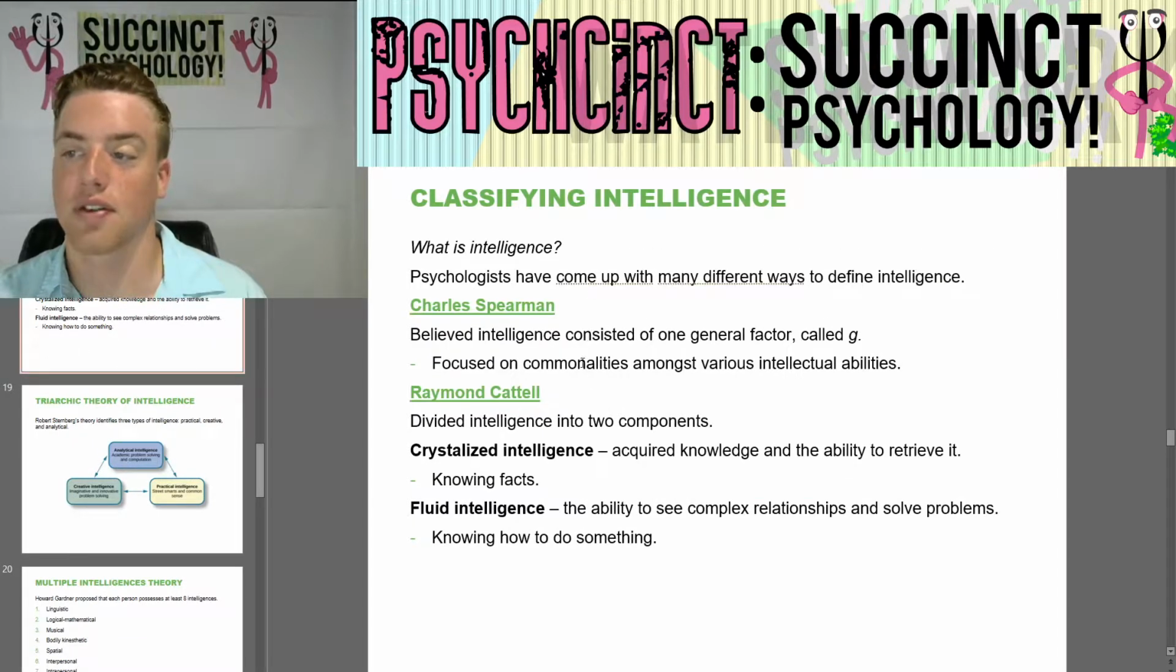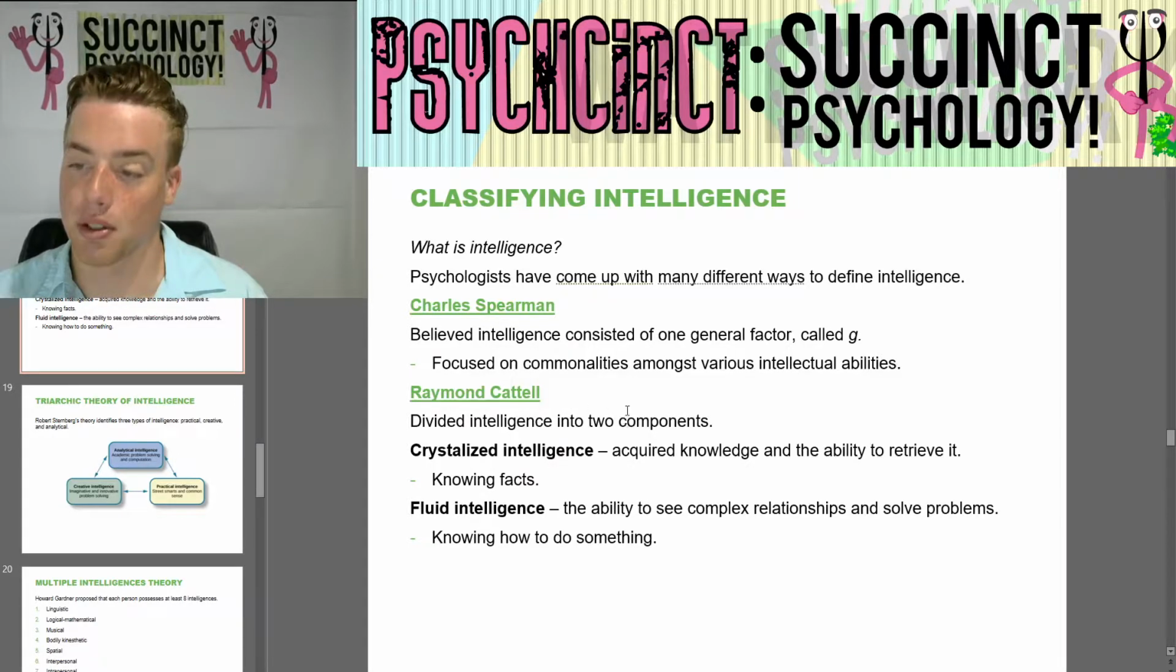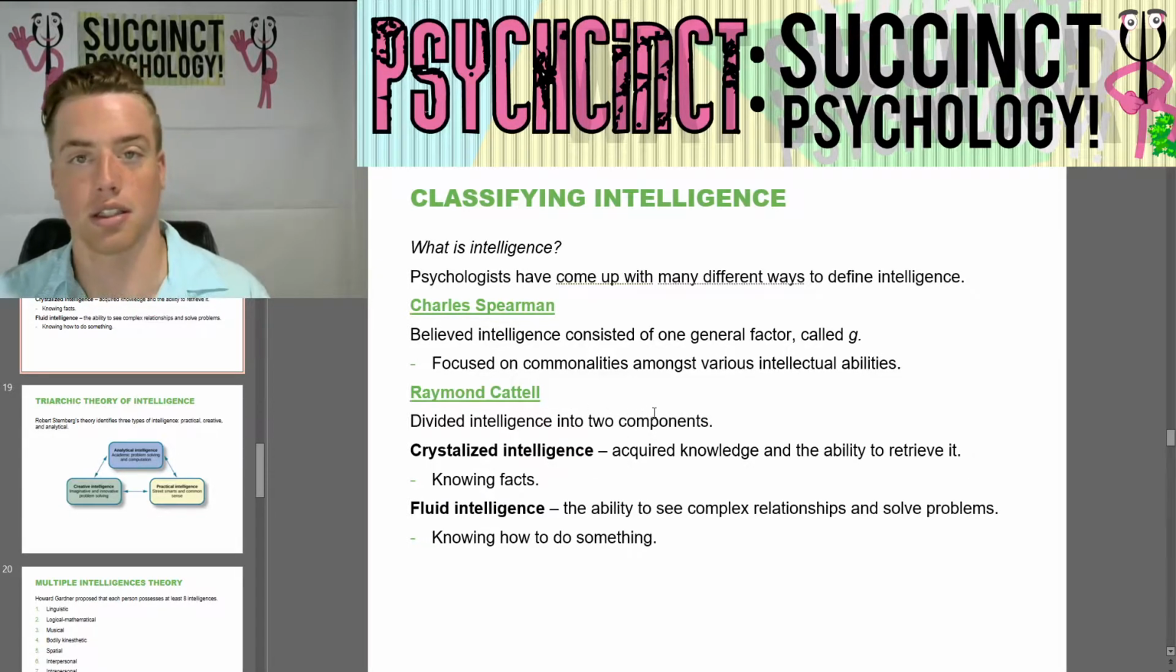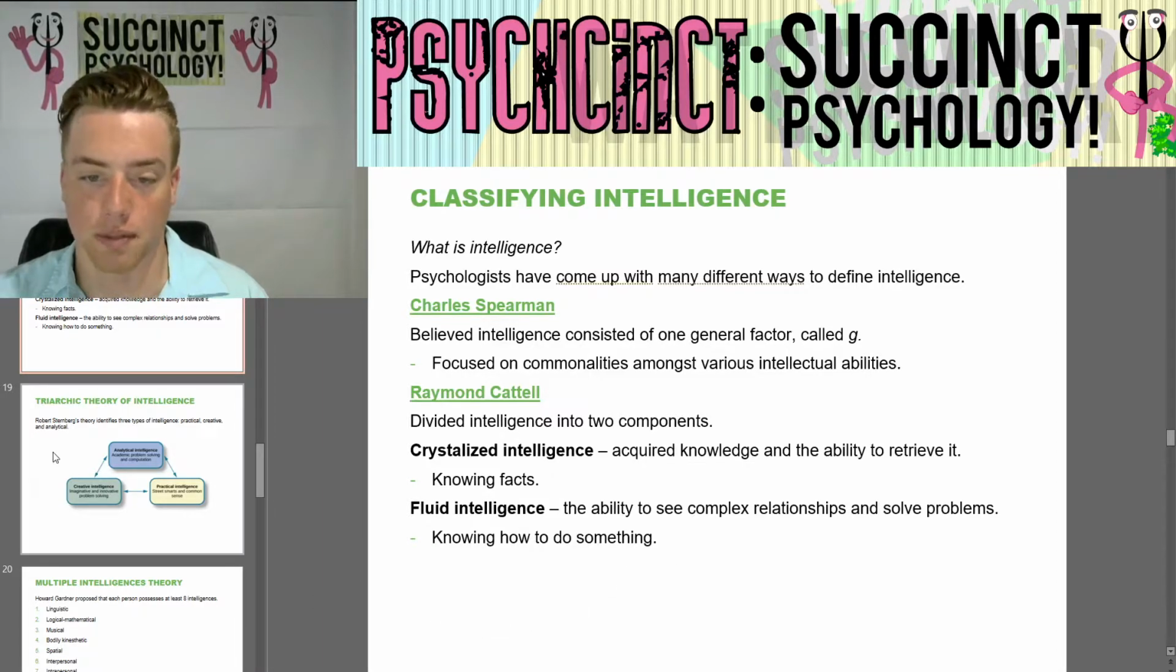So next we have classifying intelligence. What is intelligence? Psychologists have come up with many different ways to define intelligence. Charles Spearman believed intelligence consisted of one general factor called g, and it focused on commonalities amongst various intellectual abilities. Next we have Raymond Cattell, who divided intelligence into two components: crystallized intelligence, which is acquired knowledge and the ability to retrieve it, so knowing facts, and fluid intelligence, the ability to see complex relationships and solve problems, so knowing how to do something.